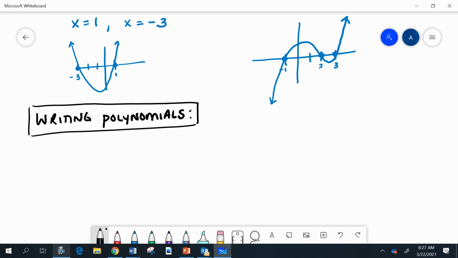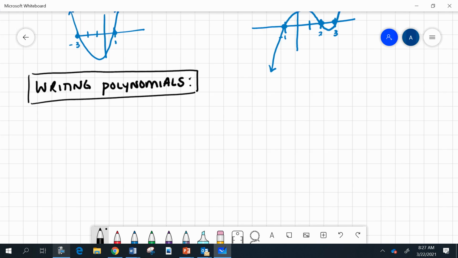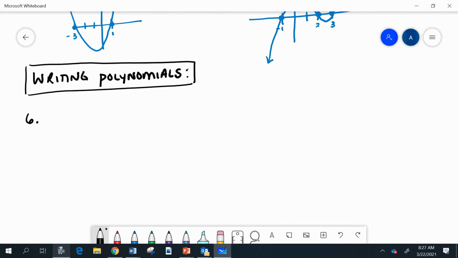All right, so let's make this number 6. Let's suppose the roots are x equals -3, 1, and 2. Okay, these are the roots. Well, what we could do is write the roots as factors.